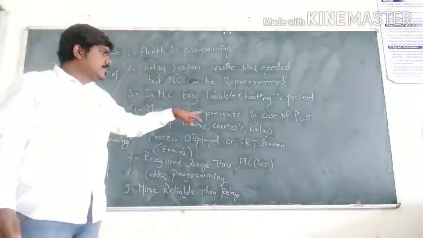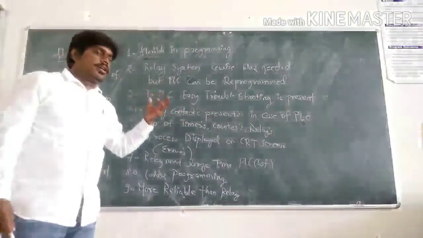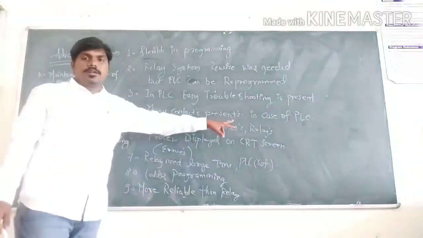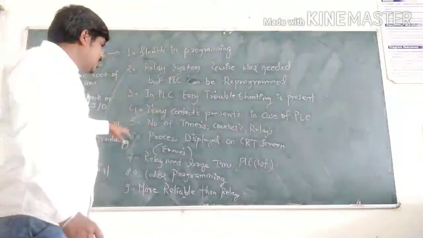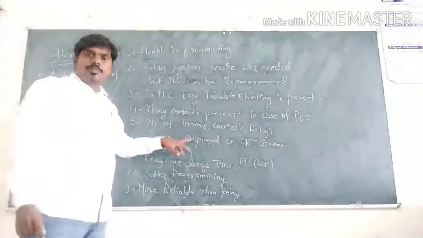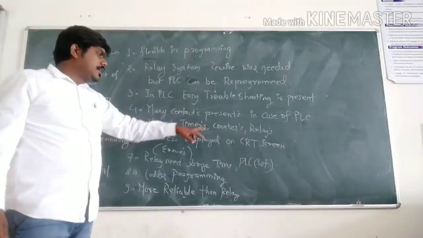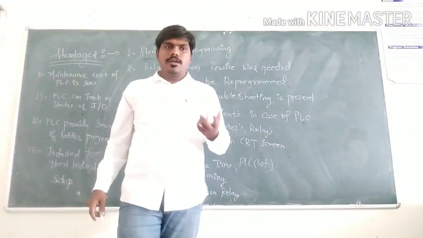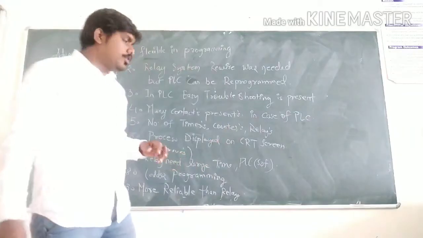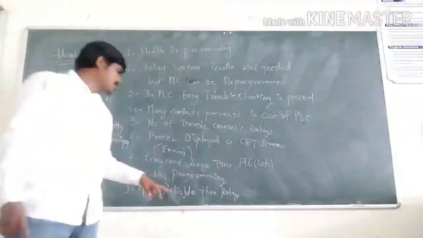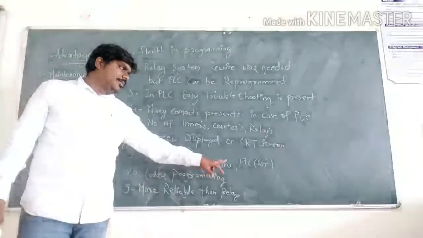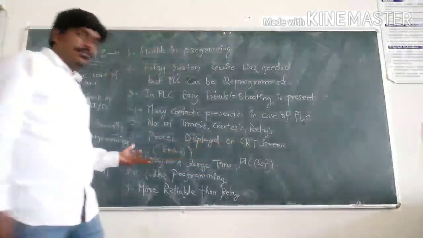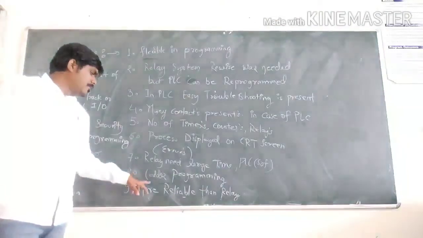Okay, many contacts are present in a PLC, which means you can connect a large number of inputs and outputs. A number of timers, counters and relays are devices which can be used in programming also. The process is displayed on a CRT screen. When any kind of error occurs, we can watch that error or any process going on, on our CRT screen in a PLC. Relays need large timers, but a PLC does not need a large number of timers. That's why we prefer PLC.